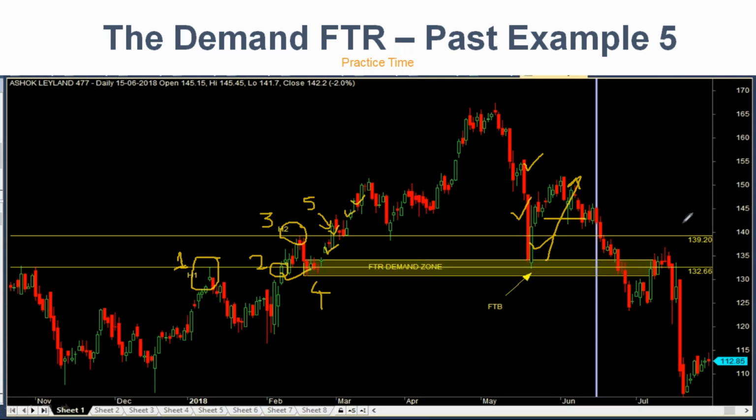And one more observation from Shrikant. He says that, sir, the zone is exactly formed at an SR. Yeah, that's a very good observation. I never thought about it. Yes, the FTR demand zone coincided with the SR at H1.